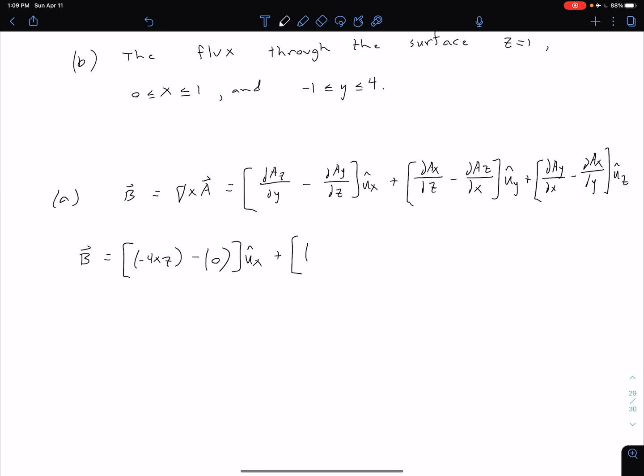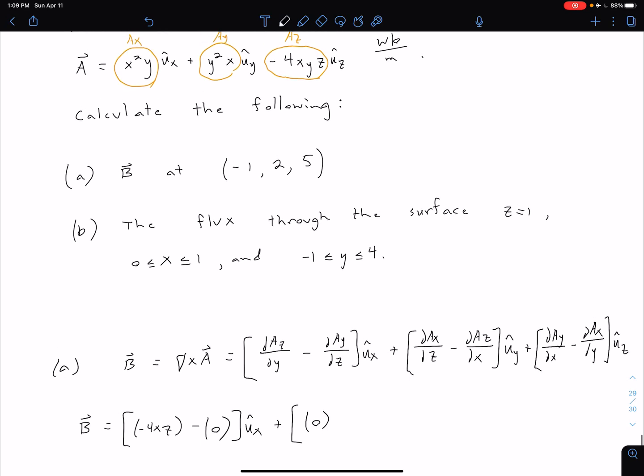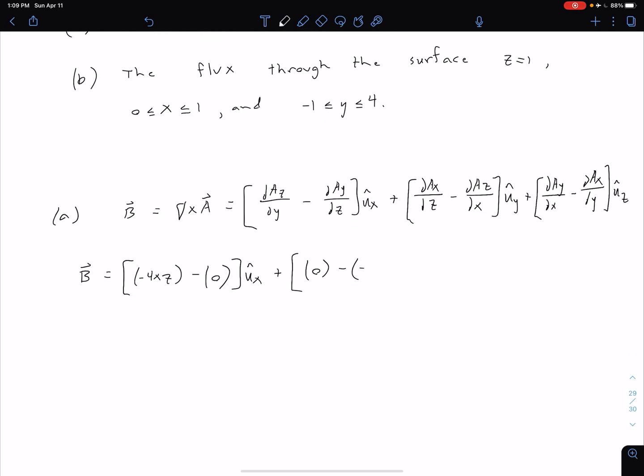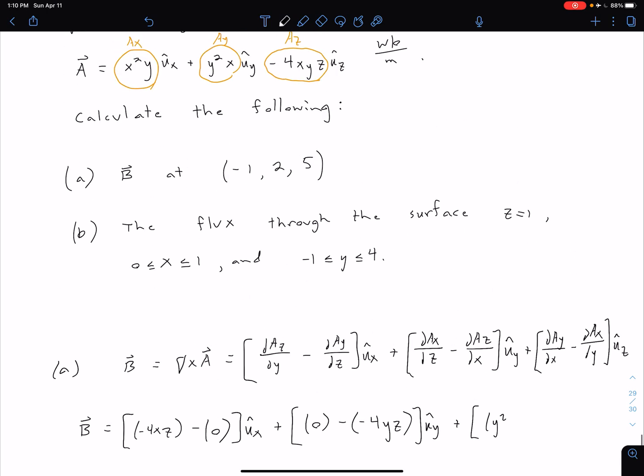plus, now for this first term we also get 0 because there is no z component in our A sub x, minus, and we still have that negative sign, we don't want to forget that. This ends up being 4yz, the partial of A_z with respect to x. All of that is in our y direction. Plus, finally, we have the partial of our y component with respect to x, which is y squared. And then finally, we are subtracting from that x squared, when we take that last partial derivative. All of that is in our z direction. Again, if you have any questions about that partial derivative or plugging in, let me know.